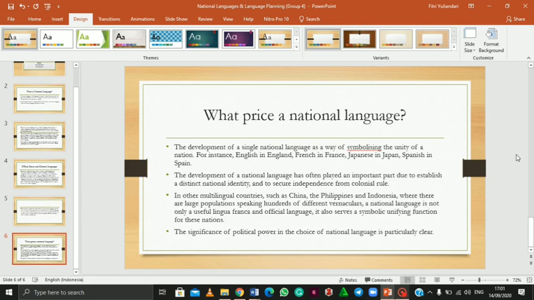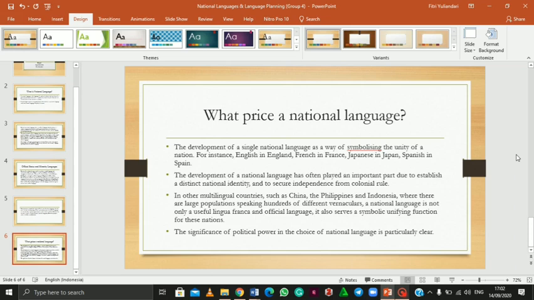Next is what drives a national language. The development of a single national language as a way of symbolizing the unity of a nation. For instance, English in England, French in France, Japanese in Japan, Spanish in Spain. And then the development of a national language has often played an important part in establishing a distinct national identity to secure independence from colonial rule.